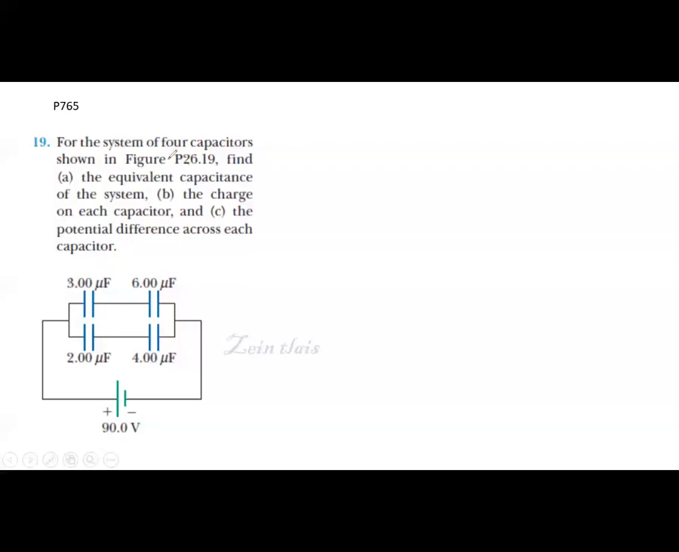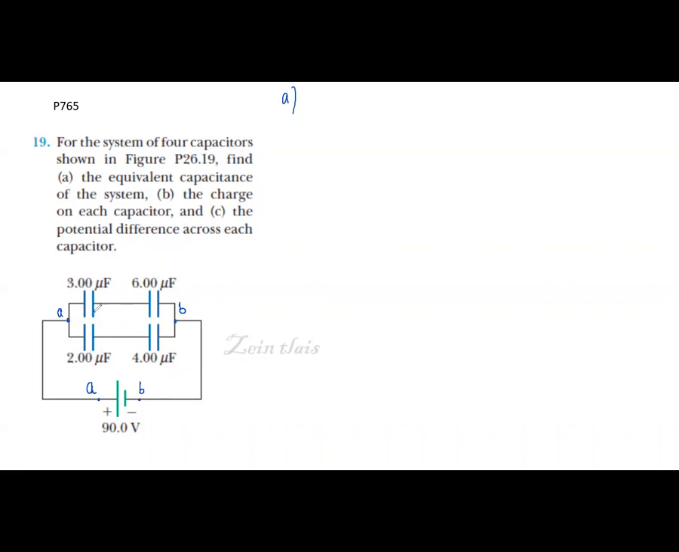Problem 19. For this system of 4 capacitors, I have to find the equivalent capacitance of the system. As you see, first of all, I have to label each branch. Here we have A, here we have B, and between this point and this point we have nothing connected. We can say B, and here we have A. So the voltage between this point and this point equals the voltage between this point and this point.